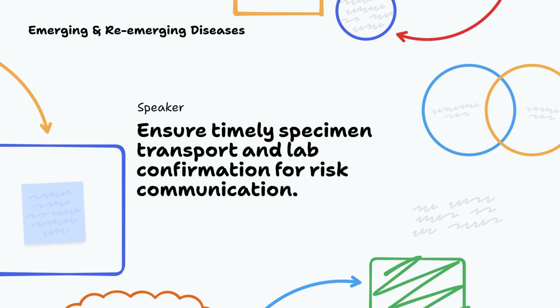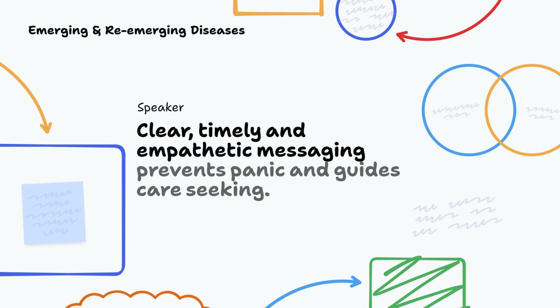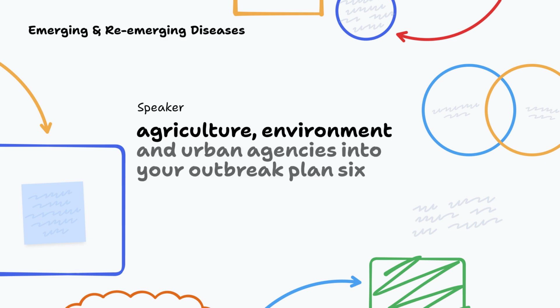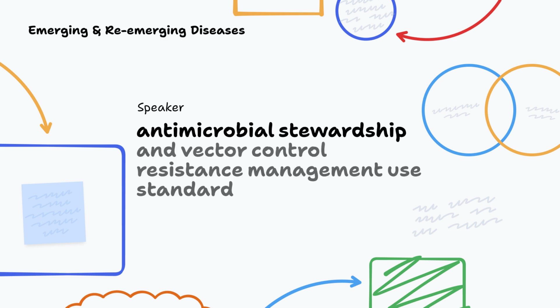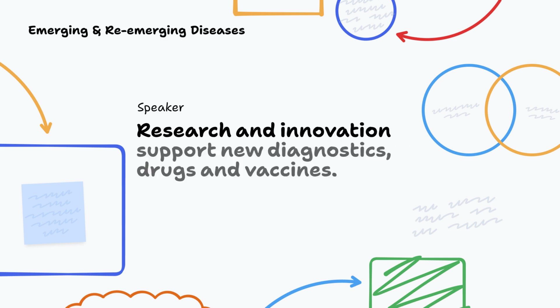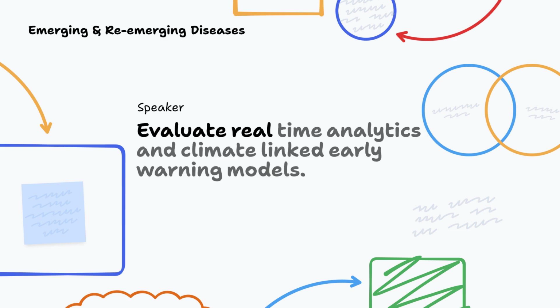4. Risk communication. Clear, timely, and empathetic messaging prevents panic and guides care seeking. 5. One Health and intersectoral coordination. Map veterinary, wildlife, agriculture, environment, and urban agencies into your outbreak plan. 6. Antimicrobial stewardship and vector control resistance management. Use standard treatment guidelines, rotate insecticides as per entomological surveillance. 7. Research and innovation. Support new diagnostics, drugs, and vaccines. Evaluate real-time analytics and climate-linked early warning models.